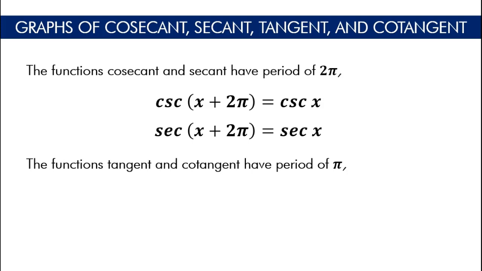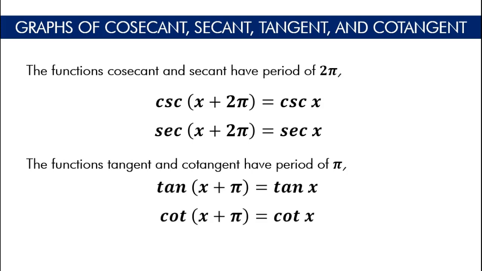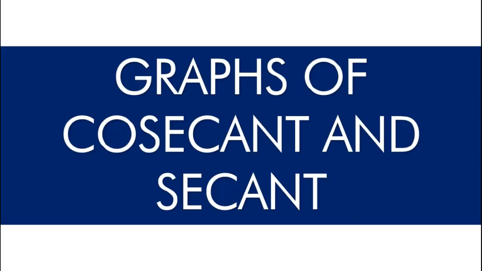Okay, so as you can see here, for the sine, cosine, and their reciprocals, the cosecant and secant, the period for the parent function is 2 pi. But for the tangent and cotangent, that is only pi. Okay, so given that, tangent x plus pi is tangent x, and cotangent x plus pi is cotangent x. Okay, so let's proceed first with the graph of the cosecant and the secant function.